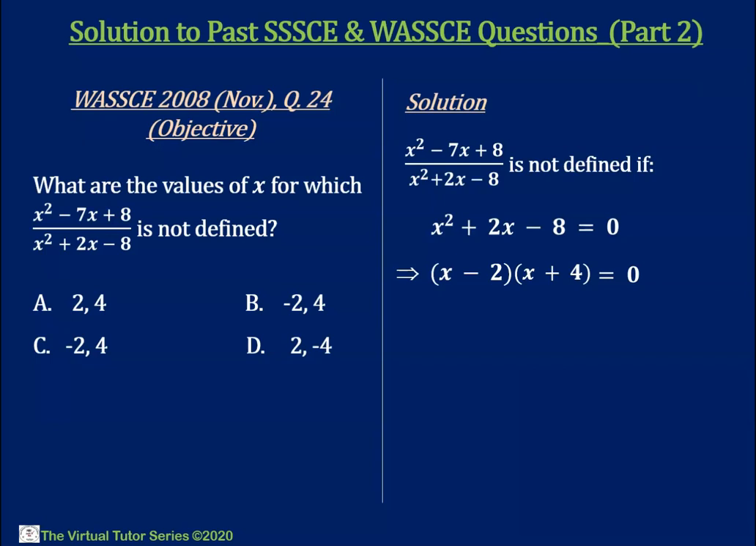If the product of two numbers is 0, then either of them can be 0. So either x minus 2 is equal to 0, which implies that x is equal to 2, or x plus 4 is equal to 0, which implies that x is equal to negative 4. Therefore, the values of x for which the given algebraic fraction is undefined are 2 and negative 4. Hence, the correct answer is option D.